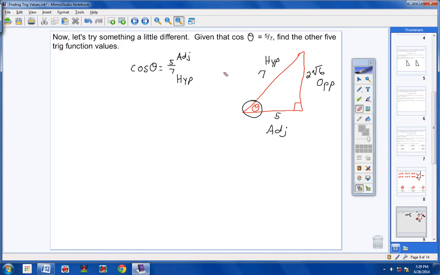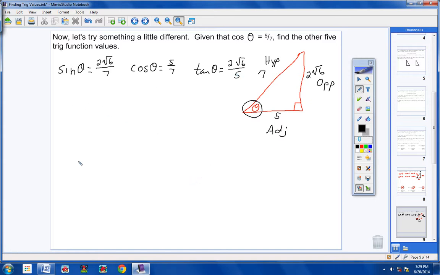Now that we have found all three sides of the right triangle, we're going to go ahead and find the other trig functions, okay? Let me get some erasing going on here, and I think we will be good to go. So here we go. Let's find the sine of theta. Well, sine is opposite over hypotenuse, so 2 square root of 6 over 7. All right. The tangent of theta would be opposite, 2 square root of 6, over adjacent, 2 square root of 6 over 5.